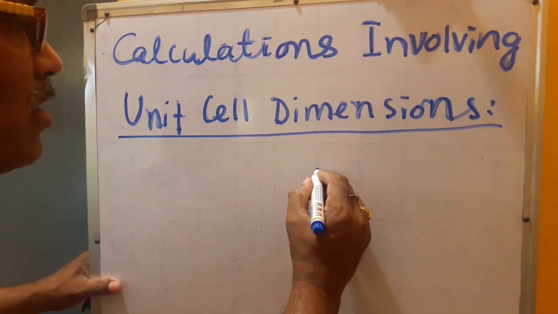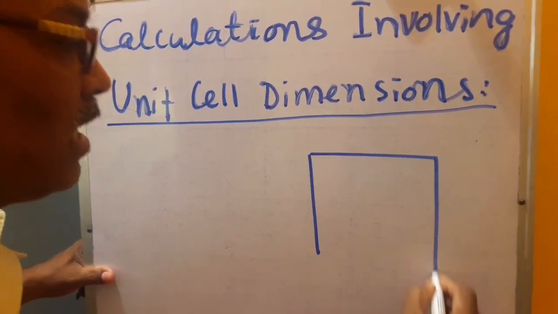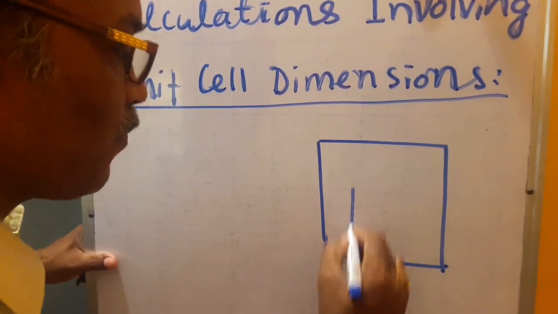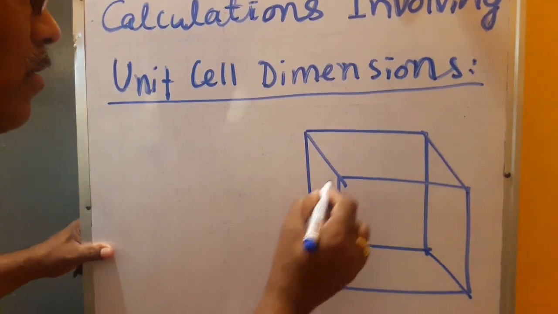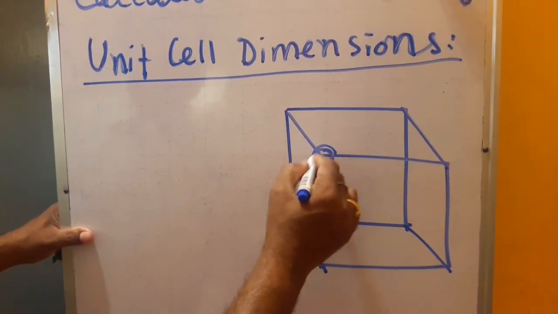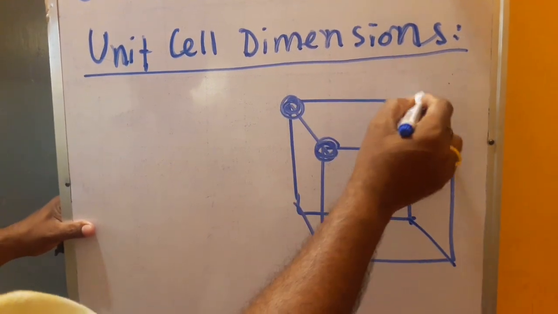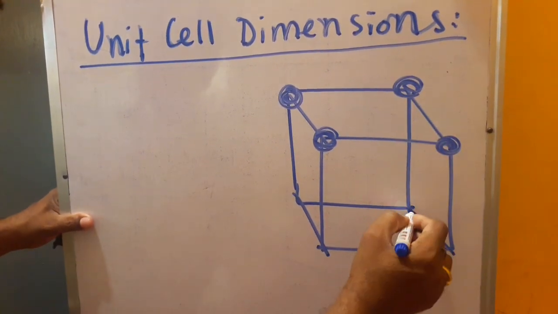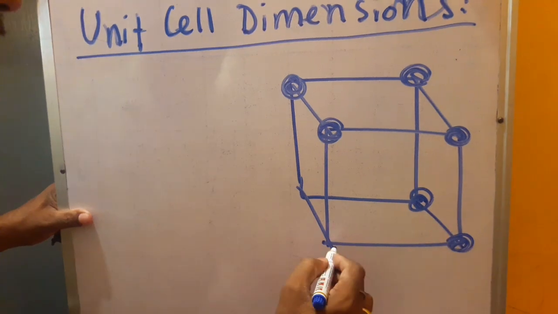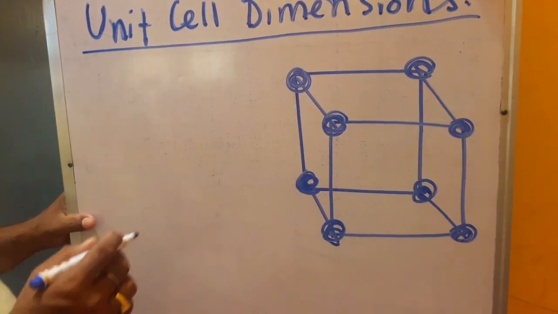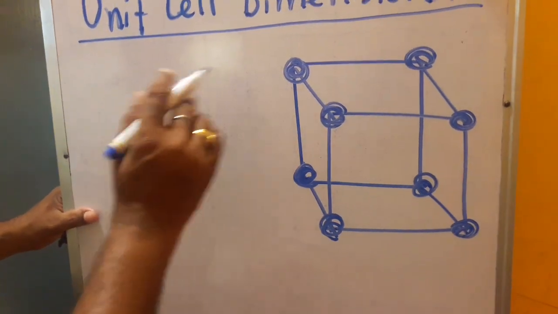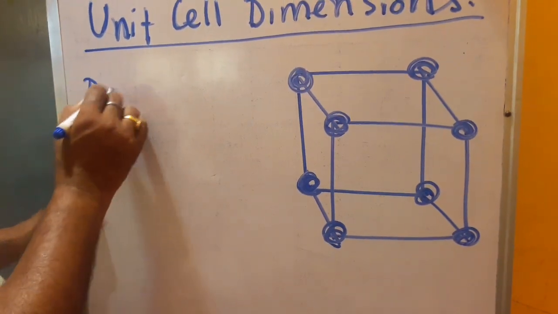Now for this purpose, let us draw a cubic unit cell. In this cubic unit cell you see there are three different types of cubic unit cells. One is called simple cubic, the other is body centered cubic, and the third one is FCC, face centered cubic unit cell.